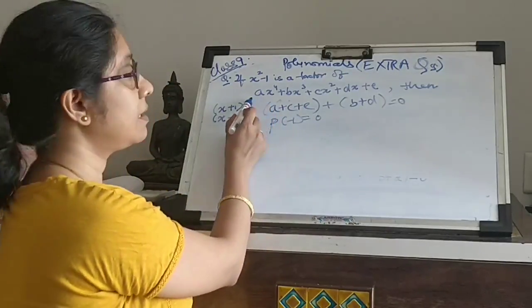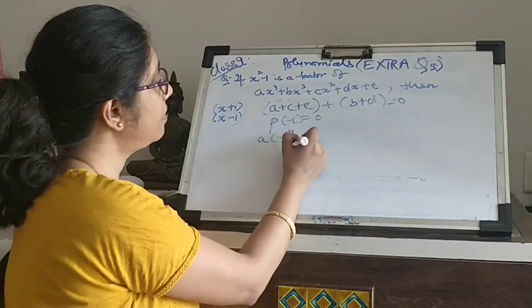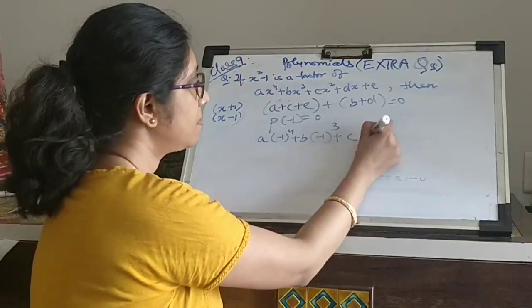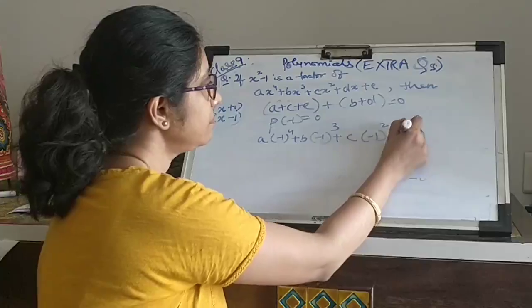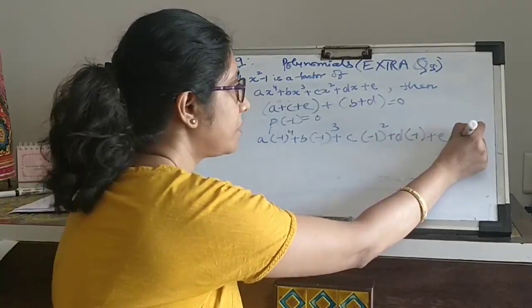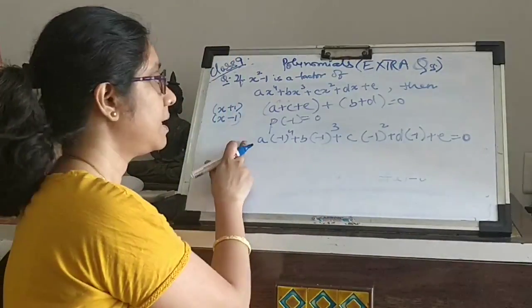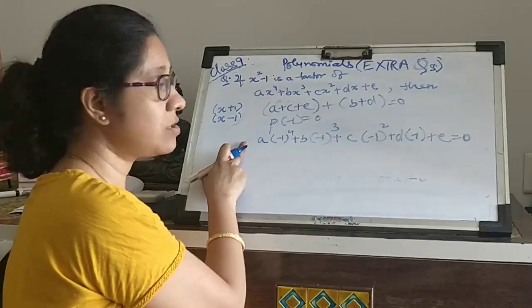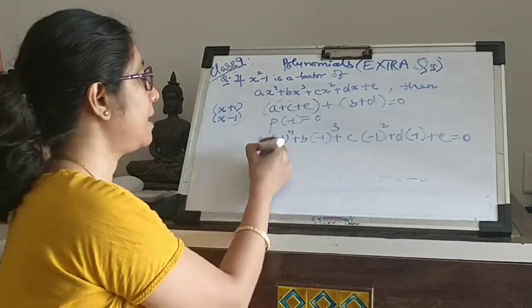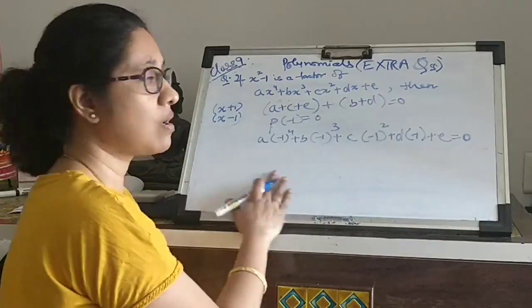Replacing minus 1 again in P of x, what do I get? A times minus 1 raised to power 4 plus P times minus 1 raised to 6. This goes on like this, is equal to 0. Right? Factor theorem. Substitute minus 1 in the equation, put it in this value, equate it to 0, and this is what you get. Simple. You just need to solve it.